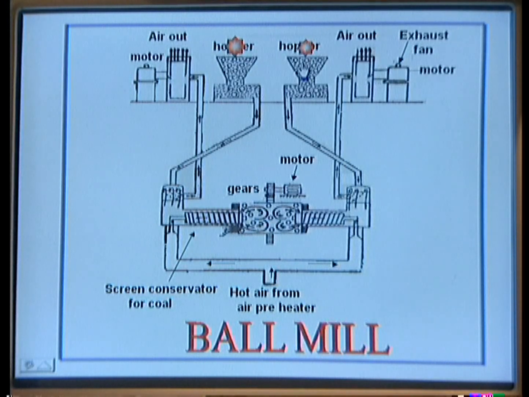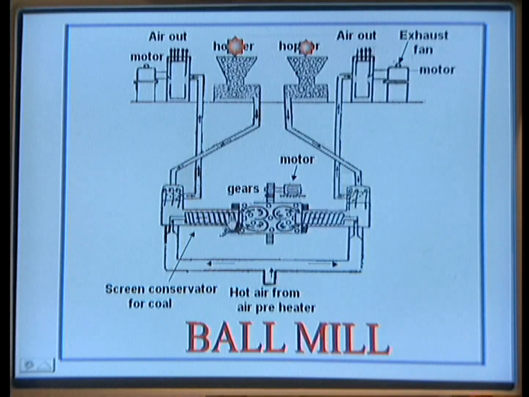You can see here is a hopper where the coal is stored. The main thing is a drum rotated by a motor. The drum has a number of solid balls inside, and the drum is rotating. If anything comes in between, what happens? Automatically, crushing will take place. So, let us see the process.